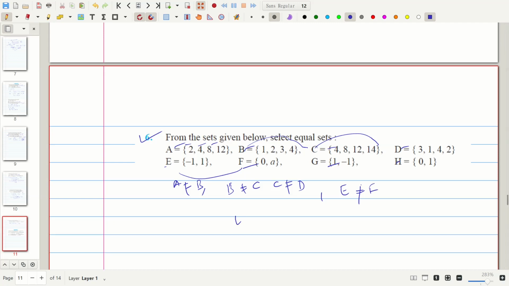If we compare E with G, these are equal. Here minus 1 is there, minus 1 is here, 1 is here, 1 is here. But we don't compare the order, so minus 1 may be first in one and second in the other. So E is equal to G. Compare F with H: F is not equal to H. The only equal sets are E and G.